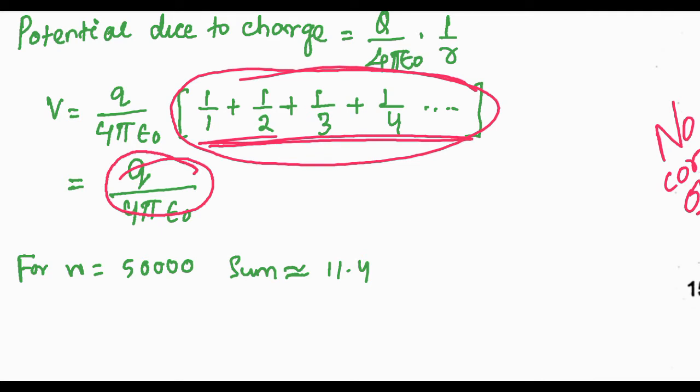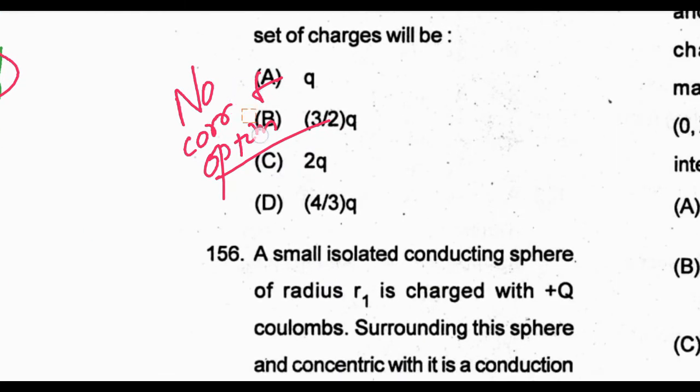1 plus half plus 1 by 3 plus 1 by 4 and so on. If we use software to find this out, we can take 1 by 1 plus 1 by 2 plus 1 by 3 plus 1 by 4 up to 1 by n, and n will be 50,000. So the sum will be 11.4. Suppose we think that much also, 11.4, so there is also no answer.